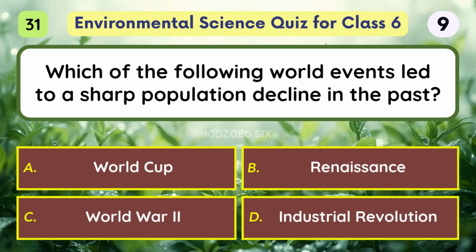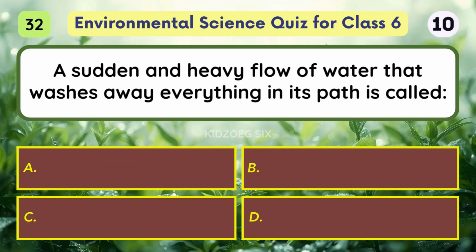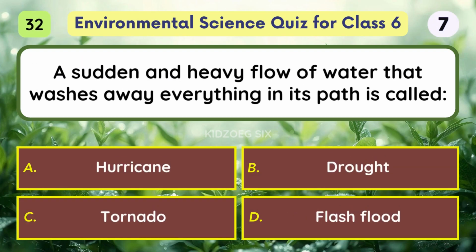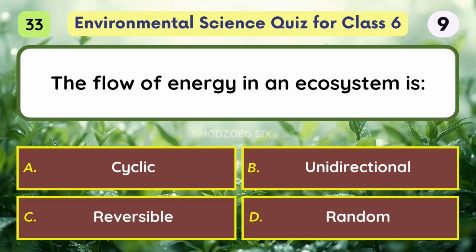Which of the following world events led to a sharp population decline in the past? World War II. A sudden and heavy flow of water that washes away everything in its path is called. Flash flood. The flow of energy in an ecosystem is. Unidirectional.